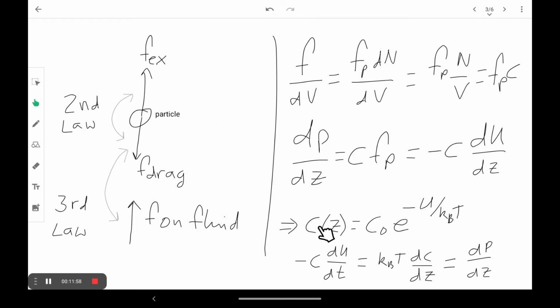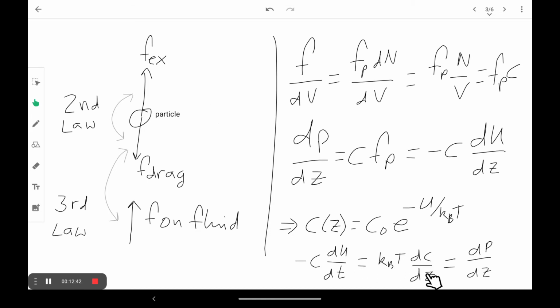So we already know, by our diffusive, thermal environment, that the concentration as a function of Z will be equal to some constant, and we'll talk about that in a minute, some concentration at some point that we can say is a good reference point, times the Boltzmann factor. Okay. Now, if we take this relationship and plug it in right there, we can say that negative C dU/dZ, since C is related to U, is actually equal to kBT dC/dZ.